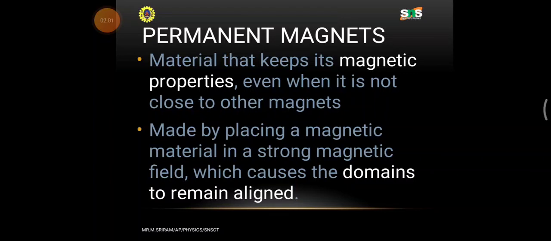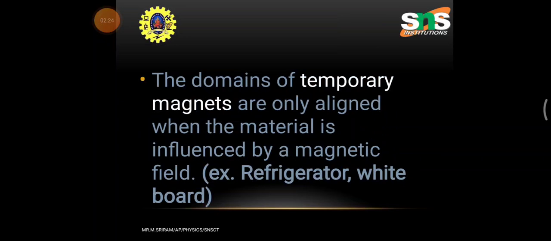The angular momentum associated with nuclear spin is also measured in units of h by 2 pi. Now we are going to study the various types of materials in terms of their magnetic properties and atomic dipoles. This is done by placing the magnetic material in a strong magnetic field, which causes the domains to remain aligned. The domains of temporary magnets are only aligned when the material is influenced by a magnetic field, for example a refrigerator or whiteboard.